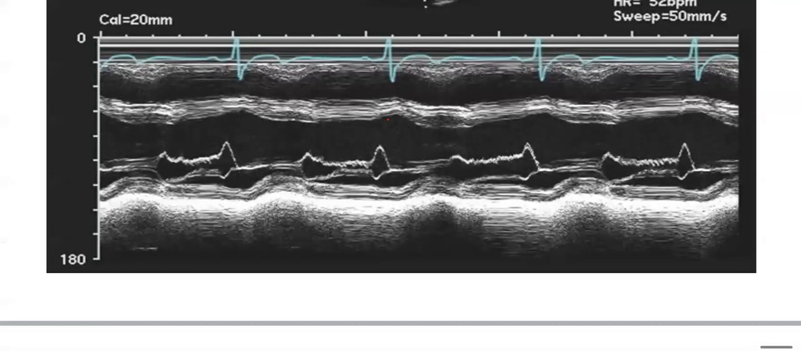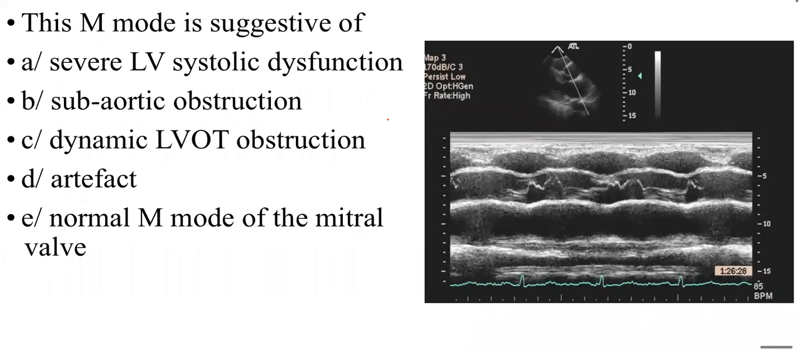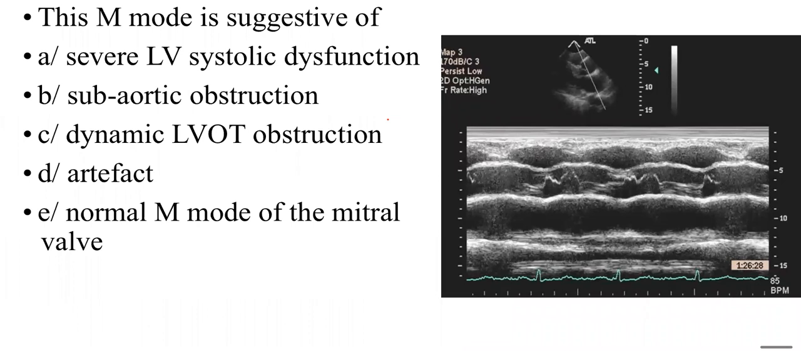Okay. Now, this M mode is suggestive of: severe LV systolic dysfunction, subaortic obstruction, dynamic LVOT obstruction, artifact, or normal M mode of the mitral valve.